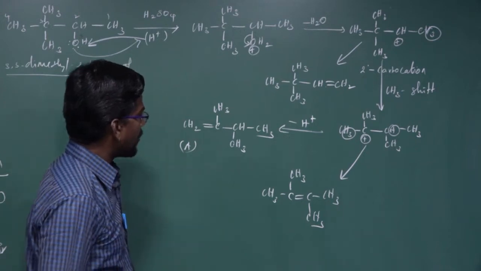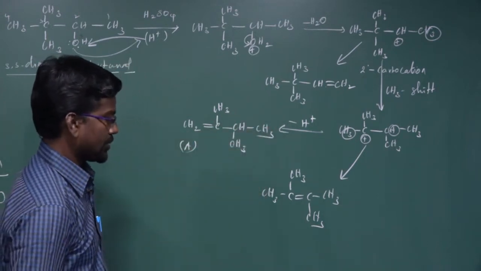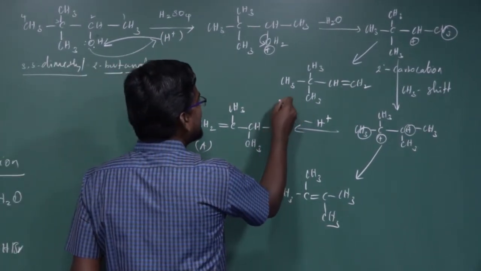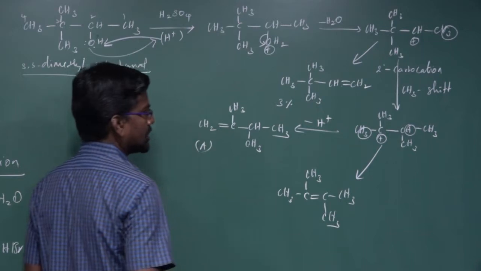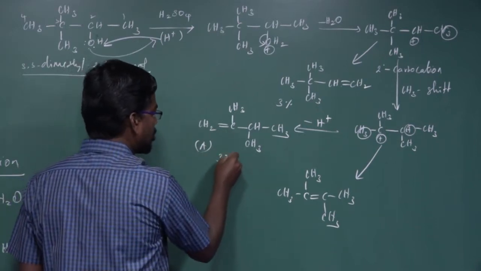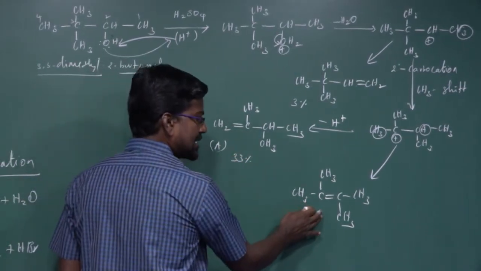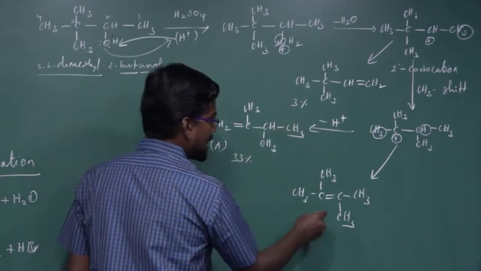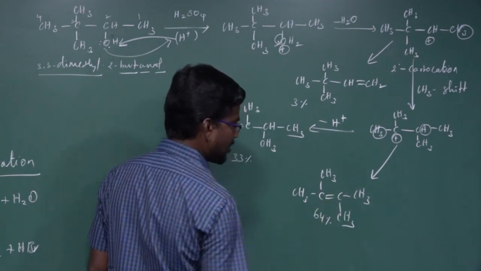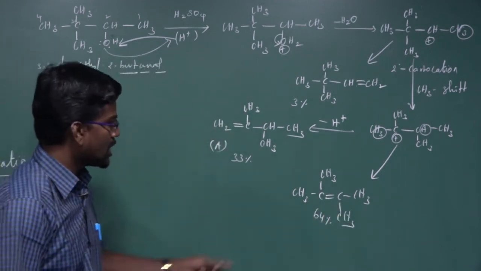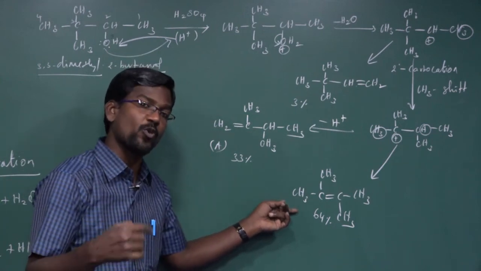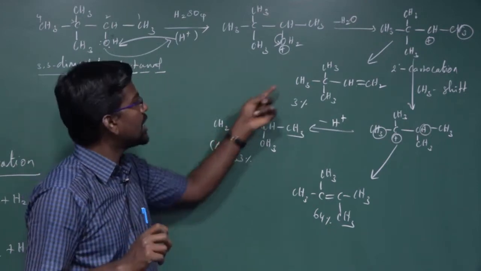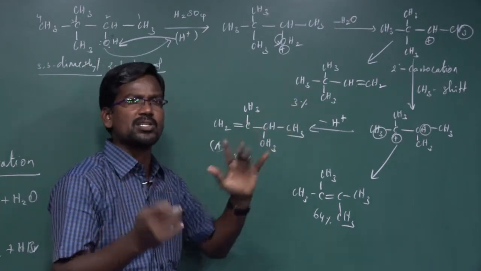Totally how many products are formed? 1, 2, 3 products are formed. Among the 3 products, one exists in just 3% yield, another in 33% yield. Together, 33 plus 3 equals 36, so the remaining product is formed in 64% yield. One product exists as 64% yield, one as just 33% yield, and one as just 3% yield.